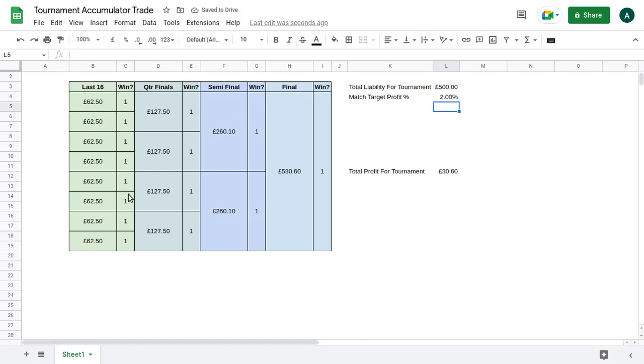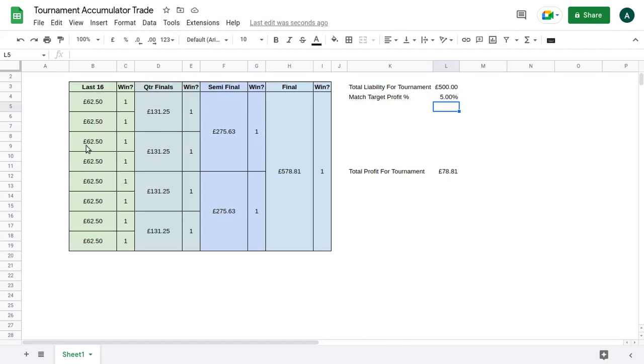And you'll see here, if we have ones all the way down these win columns, this indicates a successful trade for each individual match. And so you'll see there, if you win all the way through, starting off with a £62.50 investment in each match, and each trade is successful to a 2% profit target, you'll end up with a £30.60 profit for the whole tournament. You may find, however, that 2% is easily obtained, and you may want to think about increasing that target profit. So let's go up to 5%. And you'll see there you start to make a profit of 78.81, which is a nice return on investment of your original 500.